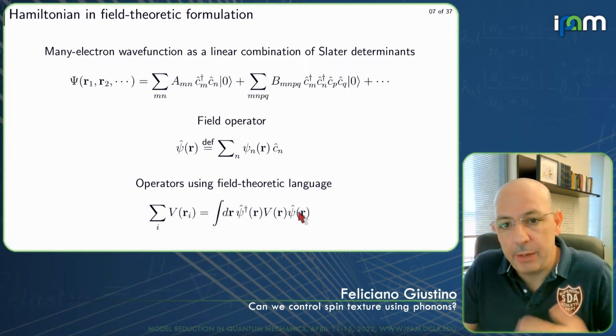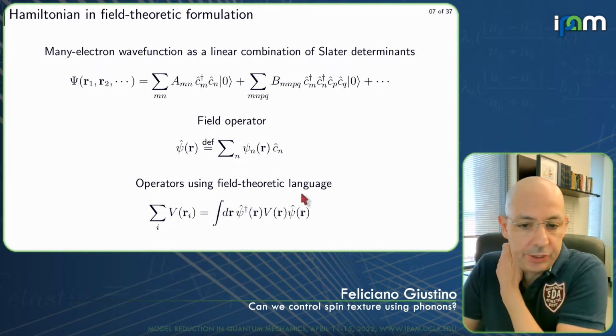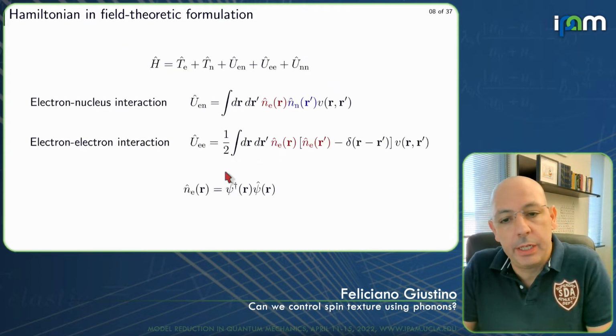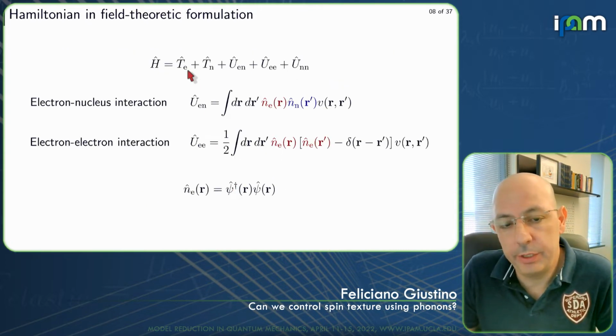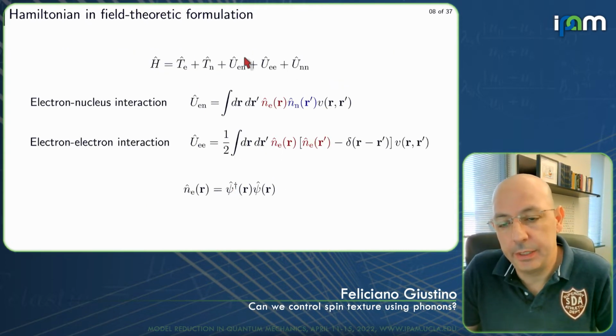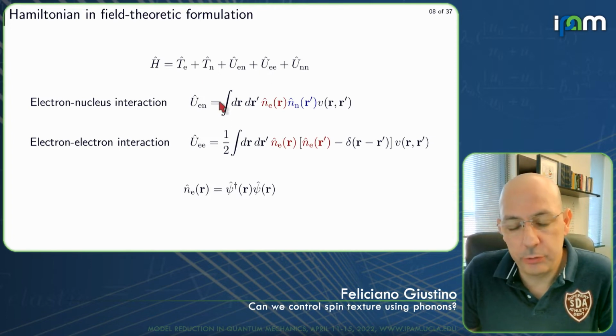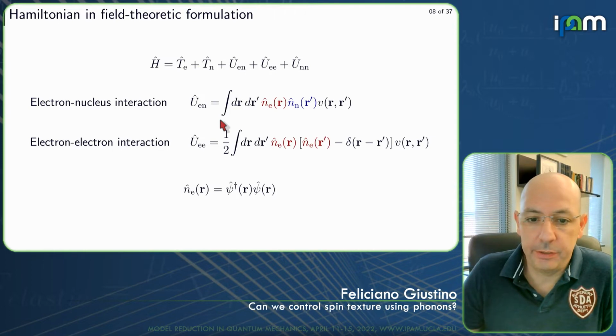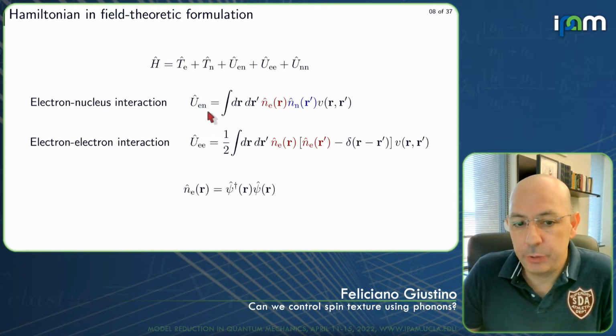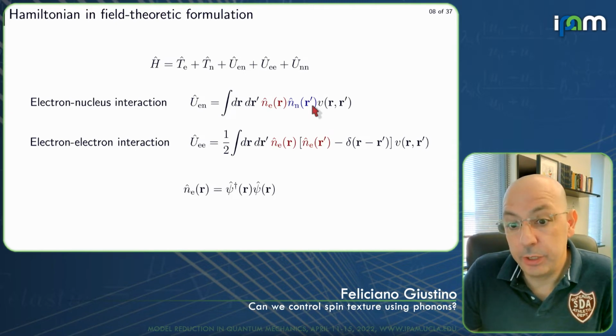So how does the Hamiltonian I showed you earlier read with this formalism? In practice, we have a sum of 5 terms: the kinetic parts, and then the Coulomb interaction between electrons and nuclei, electrons and electrons, and nuclei and nuclei. I'm not going to give you all these terms. I just want to show how compact they are when you use a field theoretic representation. For example, the interaction between electrons and nuclei is very simply given by the Coulomb potential here, multiplied by the electron density, multiplied by the nuclear density.